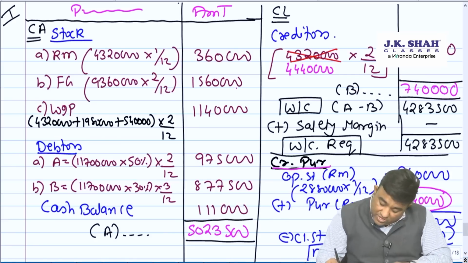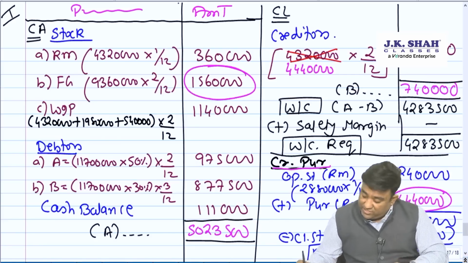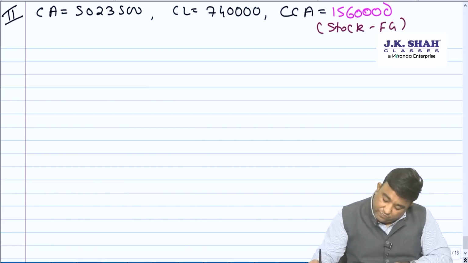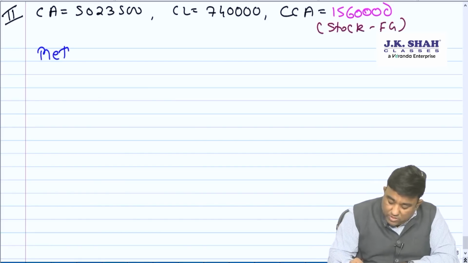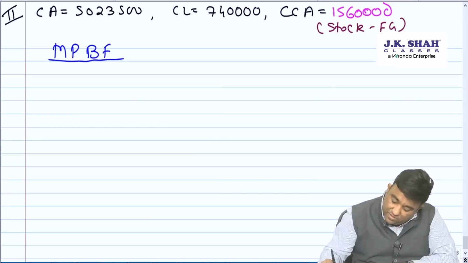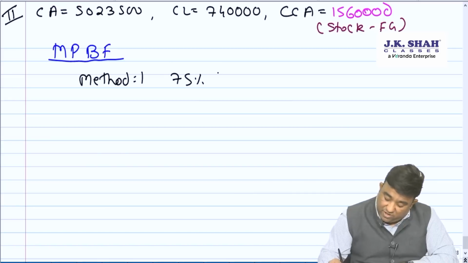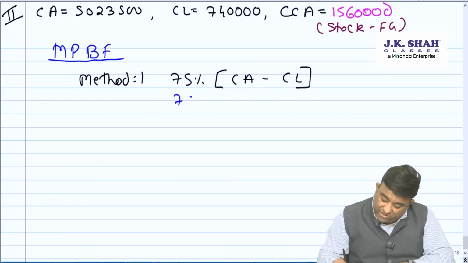In this example, student, this will be core current asset, that is 15 lakh 60,000. The core current asset is 15 lakh 60,000. Just to clarify, this is stock of finished good. Good to go ahead now. There are three methods of, I would say, MPBF, maximum permissible bank finance. That is, we start with method 1. Remember, student, it is 75% of CA minus CL. I think you remember everyone. There is 75% of 50 lakh 23,500 minus 7 lakh 40,000.